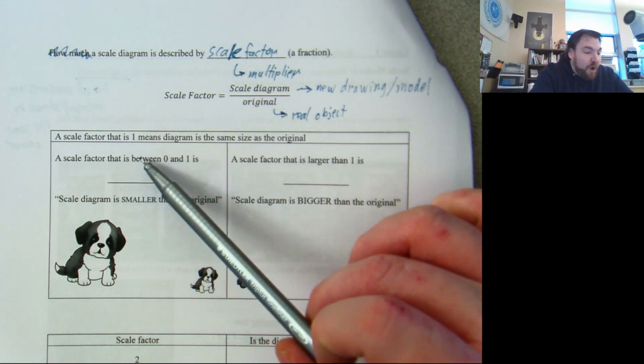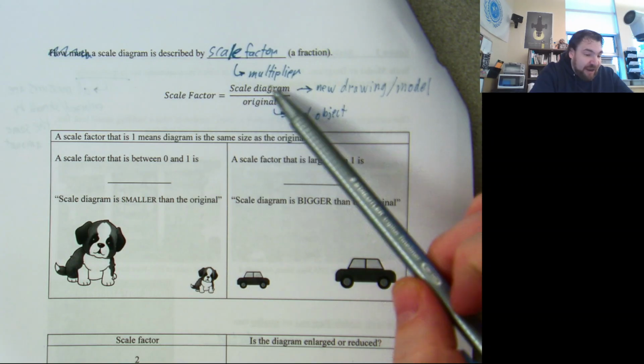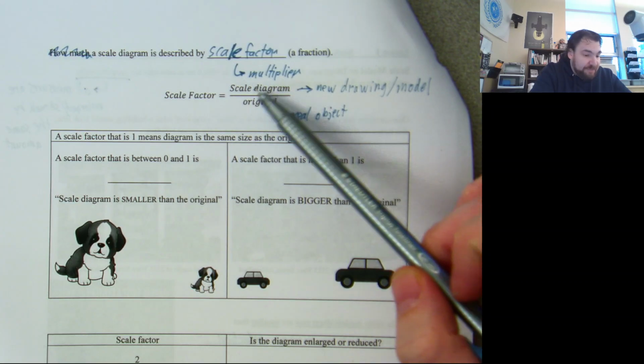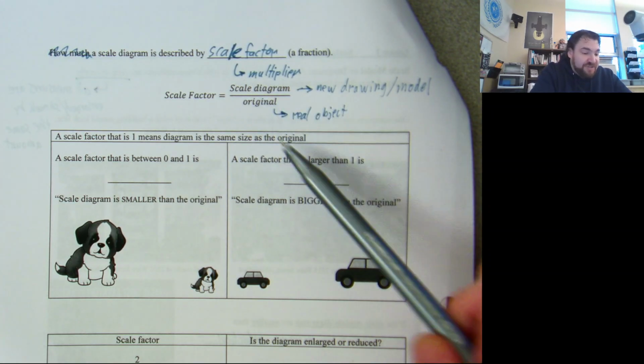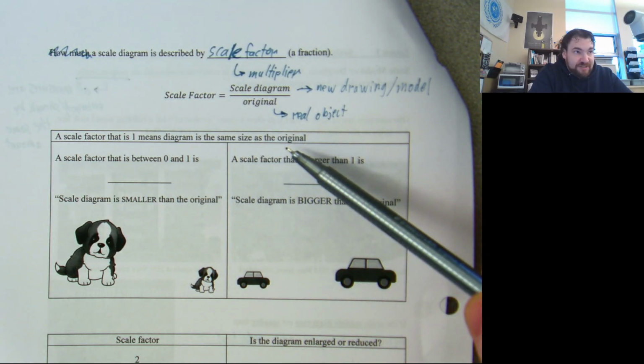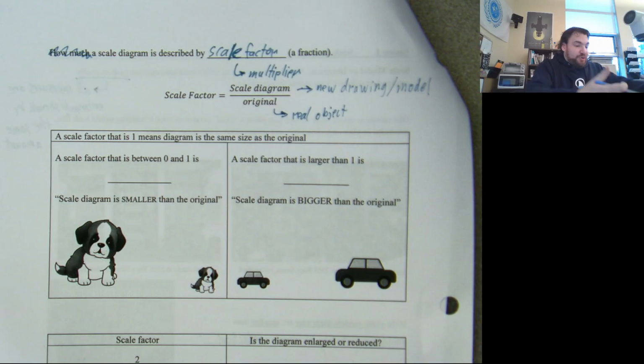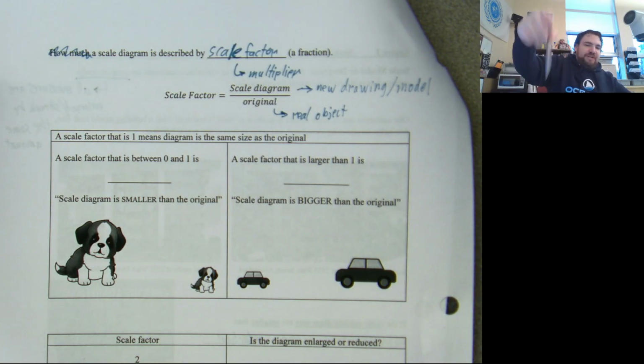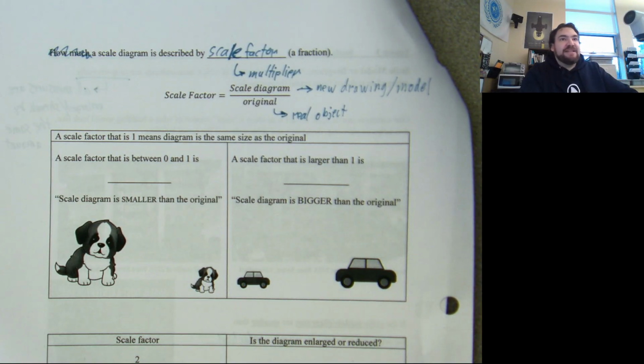So a scale factor of 1 means that the diagram and the original are the same. Whatever the measurements are, if they're equal, something divided by itself is 1. If I laid you on the ground and we traced you out, and we were able to perfectly match all your eyes, your nose, your ear, all the bits and pieces of you, we drew you out on the floor. That scale diagram would be the same as you. The scale factor would be 1.